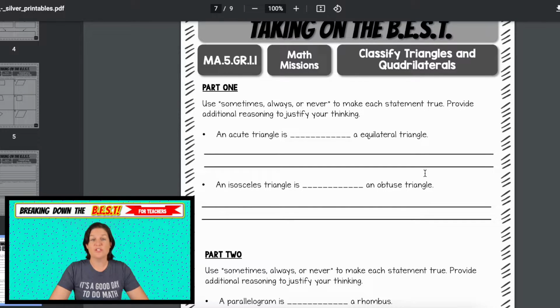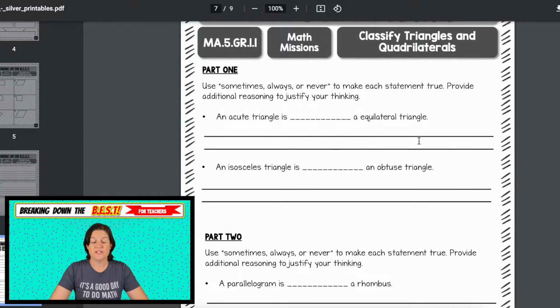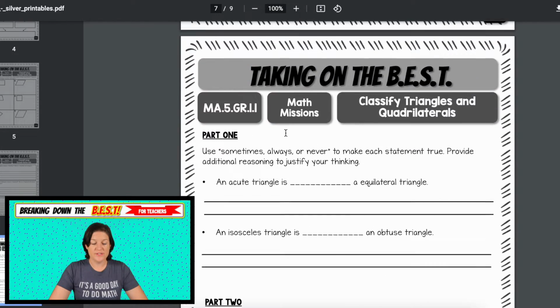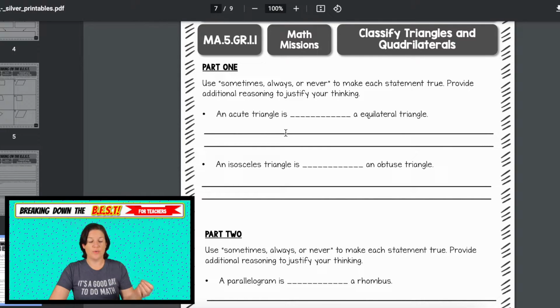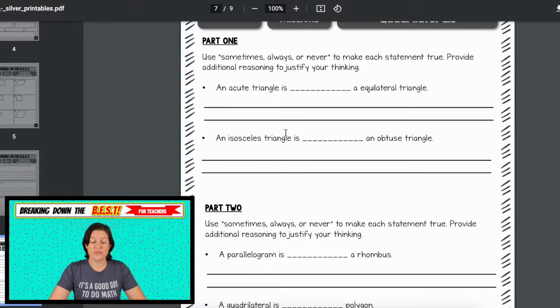Okay, and then for the math mission, we've got a math task here. It says use sometimes, always, or never to make each statement true. Provide additional reasoning to justify your thinking. This math mission involves students using always, sometimes, and never into the blanks and then explaining why, justifying their thinking, and these can be tricky for students, so their notes will help them, the practice will help them get to this point.